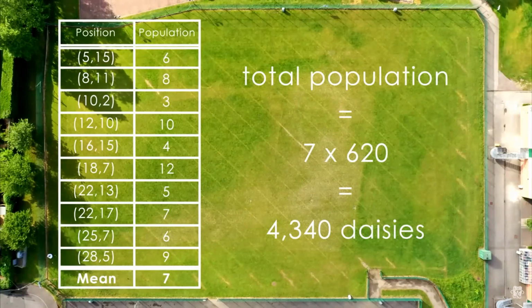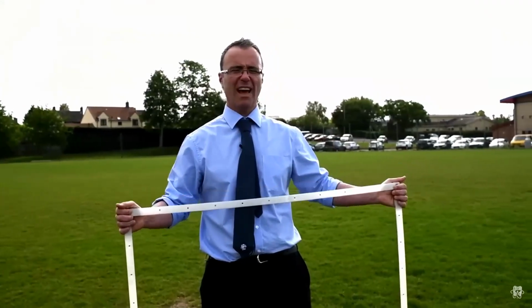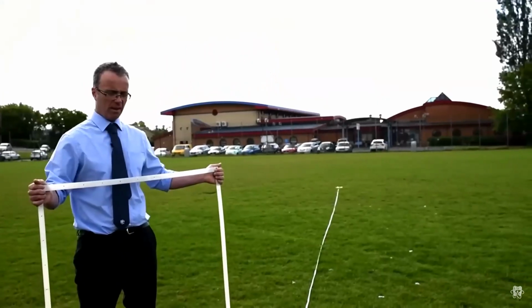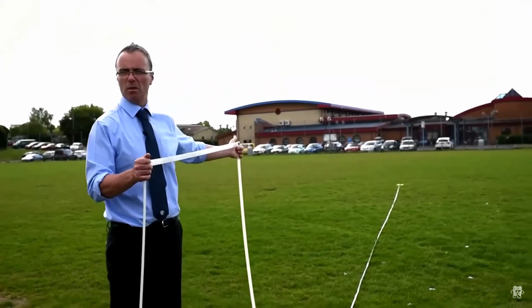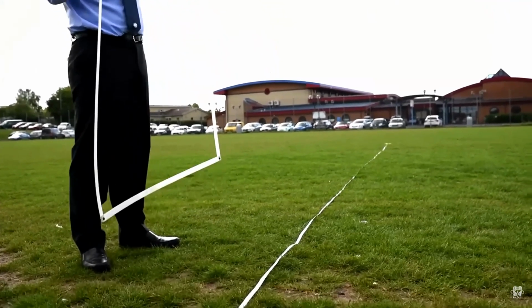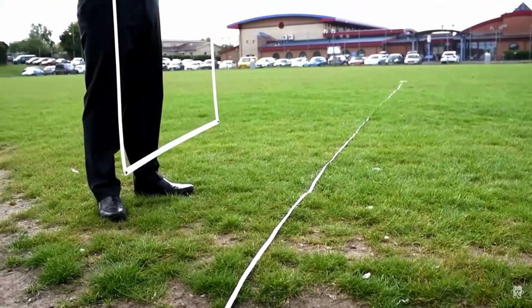However, there is another way of using a quadrat that allows you to observe how population density varies between 2 points within an area. For this, we are going to use a transect and a quadrat. The first thing I need to do is lay a tape measure along the area I'm going to be sampling. I've laid this one out to a distance of 10 metres.